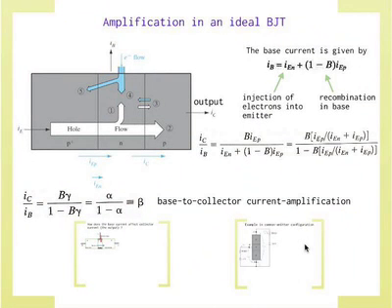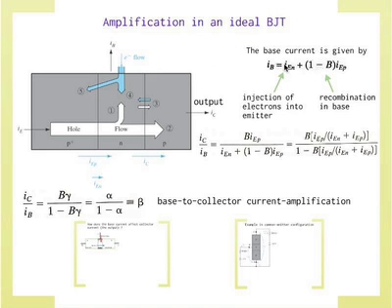Now, in an ideal BJT, we can do amplification by looking at the base current, as I said just now. So again, just to review. The base current, not from Kirchhoff's law, but just looking at what the base current should provide. It should provide for recombination of the holes here, and it should provide for electron injection here.